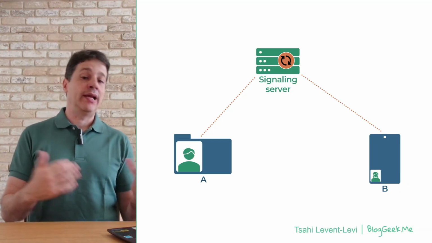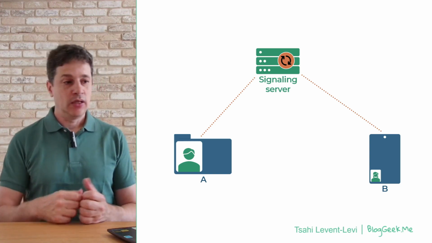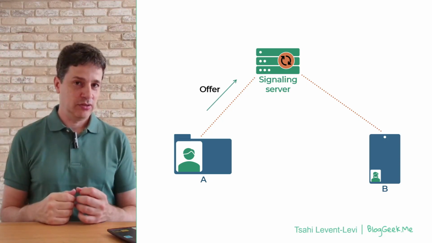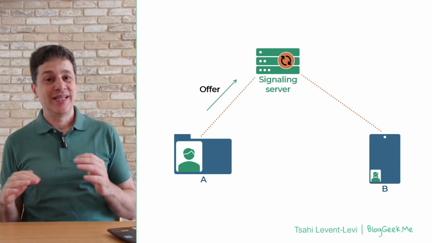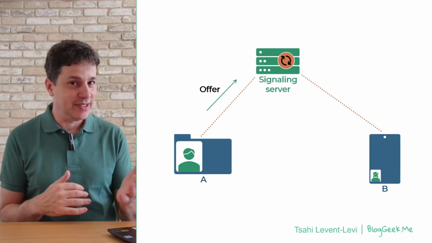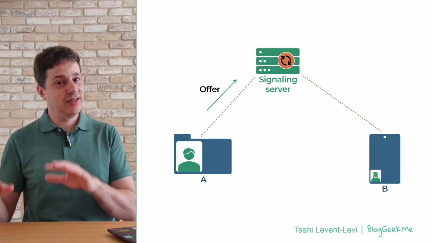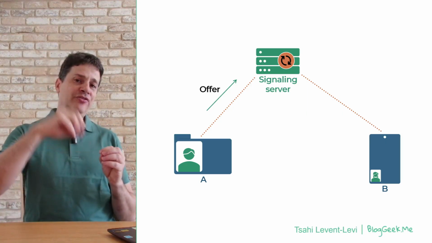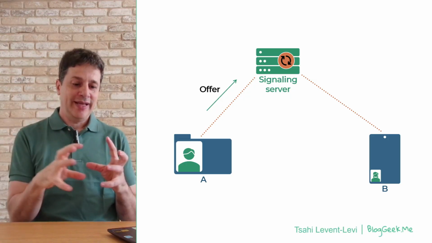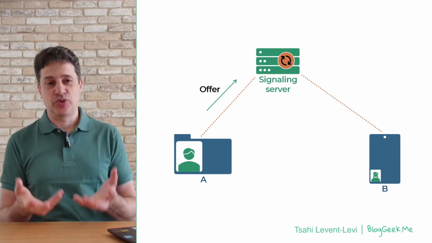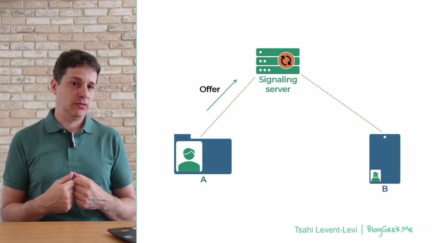So what happens now when A actually wants to connect to B? He sends a message, an offer, to the signaling server. That offer message is not part of WebRTC. It is done out of the scope of WebRTC, which again complicates things a bit, but brings a lot of flexibility. That offer message that is being sent has a piece of data in it called SDP, Session Description Protocol, which is part of WebRTC.